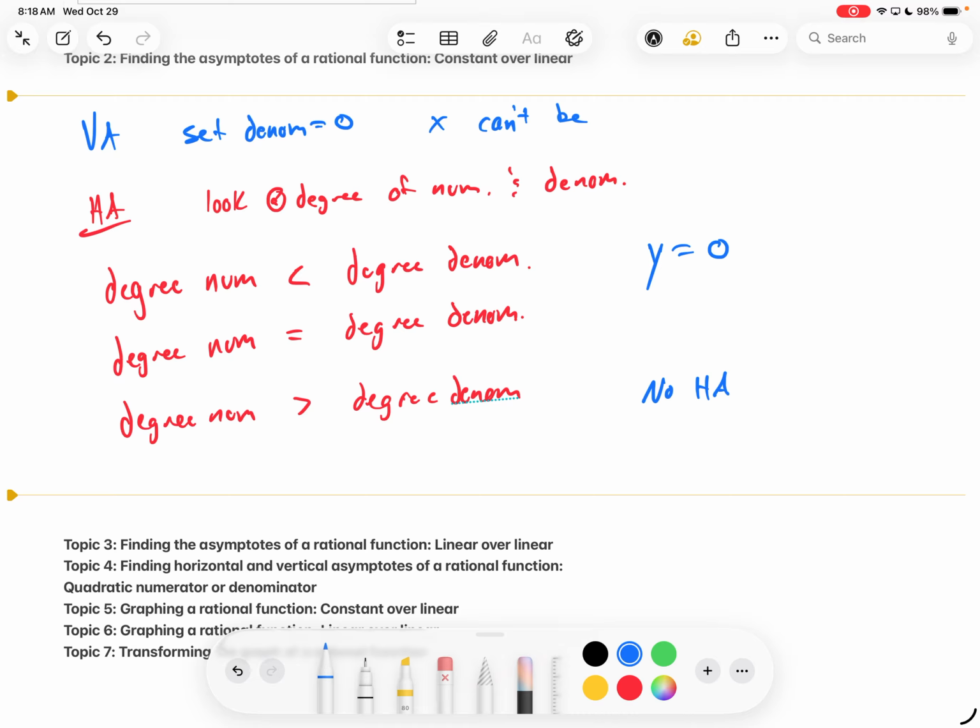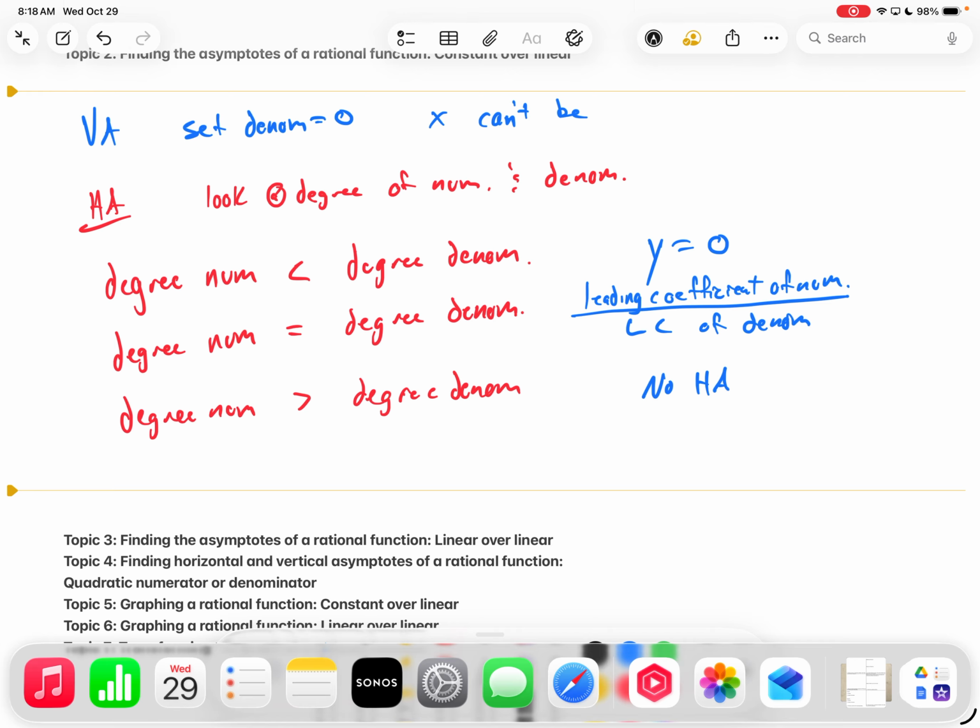There isn't one, okay? When they're equal, what you do, you take the coefficient, I guess it's the leading coefficient. So let me write the word leading there. The leading coefficient of the numerator divided by the leading coefficient of the denominator. That sounds way harder than it is. It's pretty easy once we get to it, and we'll try to find an example that does that. But you have those different scenarios.